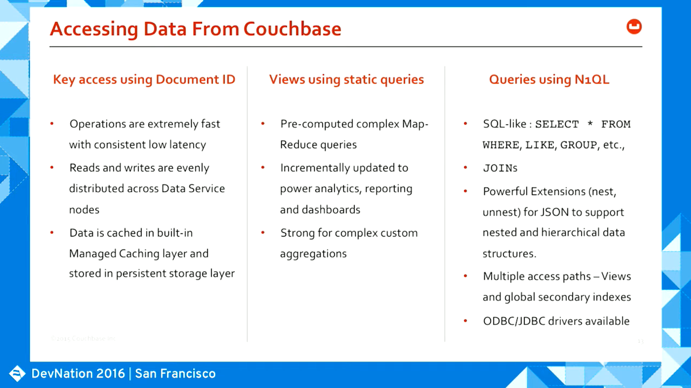So think about it in terms of Couchbase: you have a bucket, and in a bucket you have a whole bunch of documents stored. When I say a whole bunch, I really mean a few millions, maybe billions. Now, on those documents you want to query. How do you query? You use this N1QL language, which is very similar to SQL. So you can say select star from bucket, and then where, like, group, joins, nest, unnest.